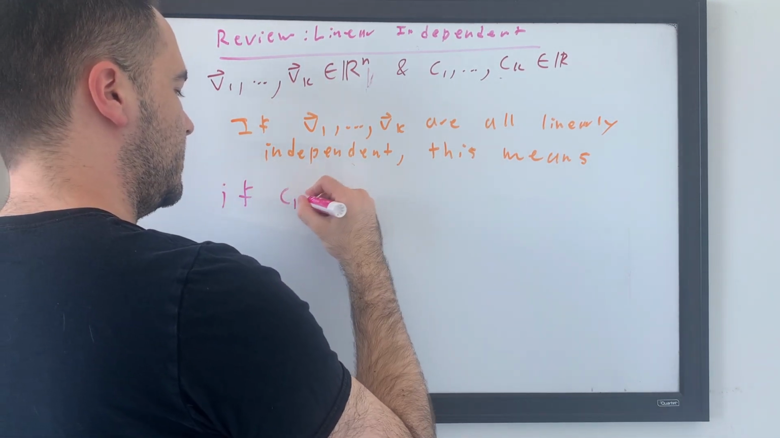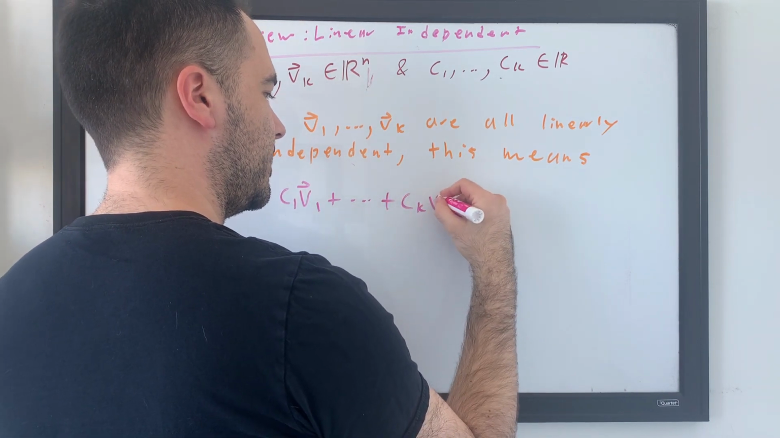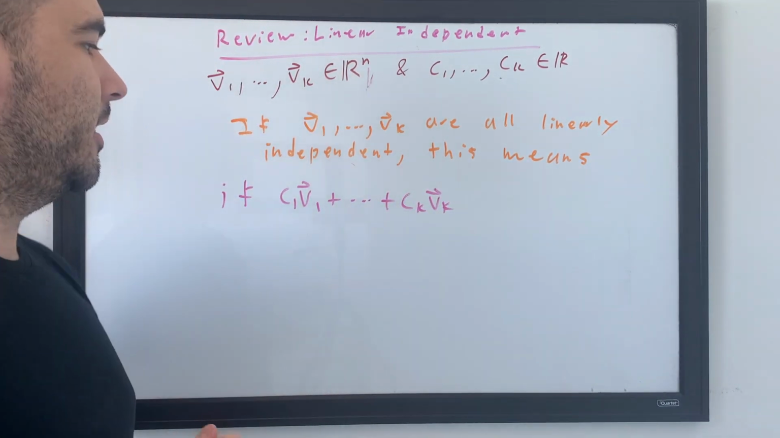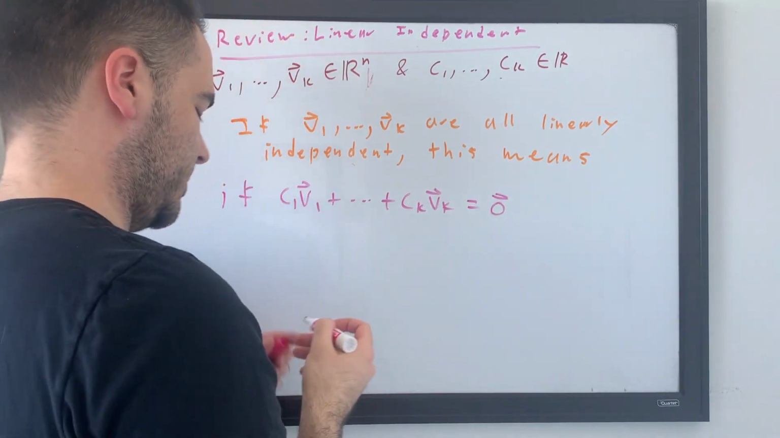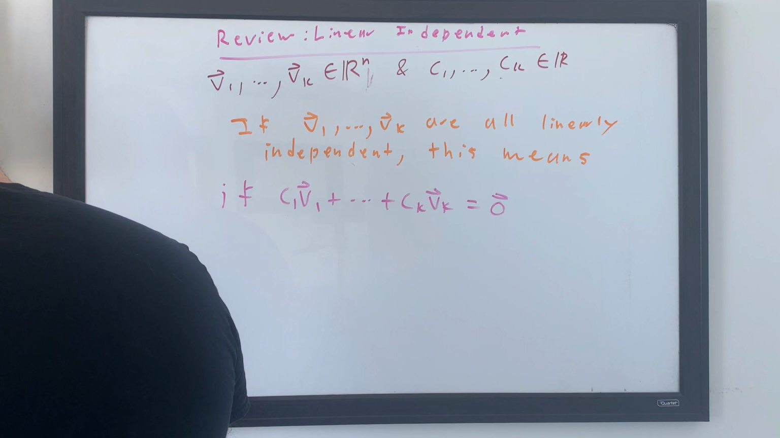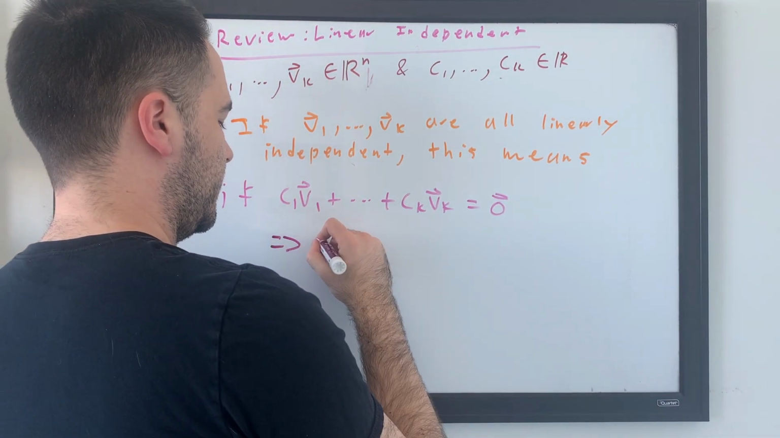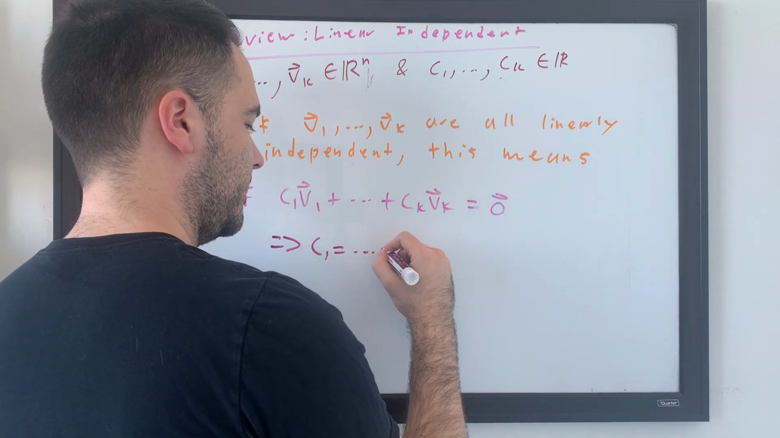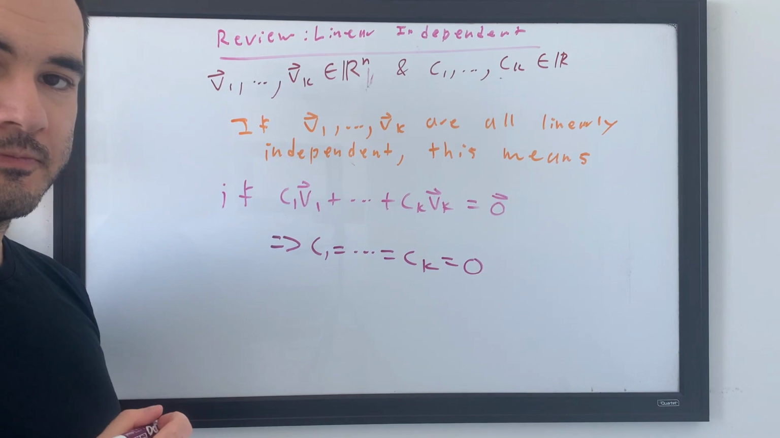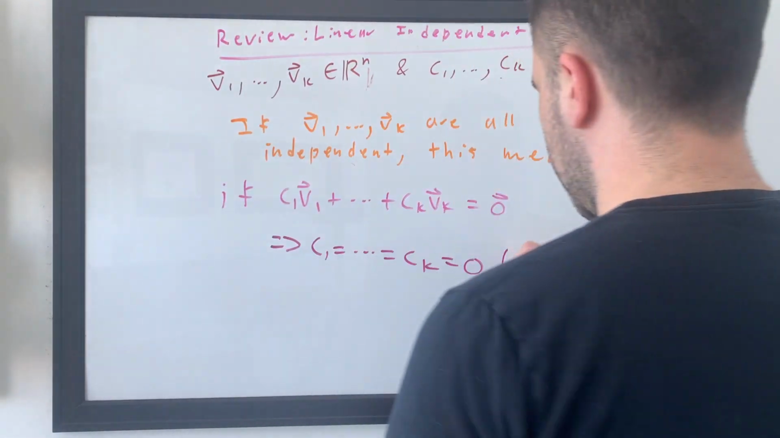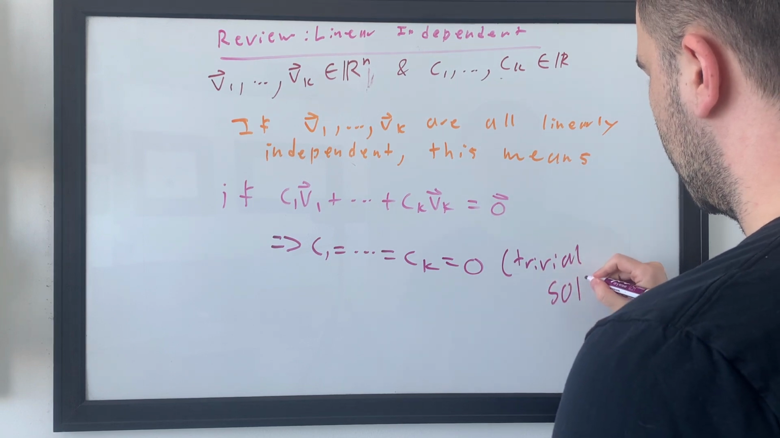if c1 v1 plus all the way to ck vk, a linear combination of these vectors, is equal to the zero vector, if they are linearly independent, then this must imply that c1 to ck are all zero. And we call this one the trivial solution.